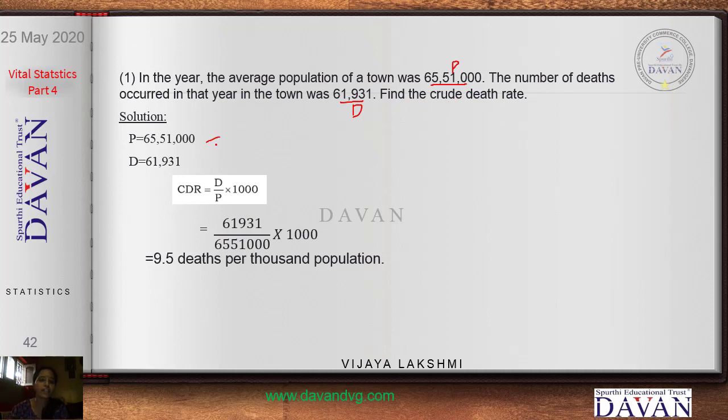So write the given data first. Write the formula: CDR is equal to D by P into 1000. Substitute the values: 61,931 divided by 65,51,000 into 1000. So on simplification you get 9.5 deaths per 1000 population.